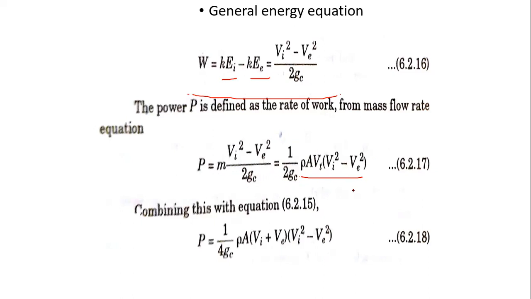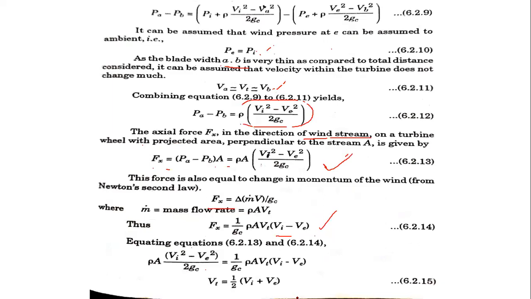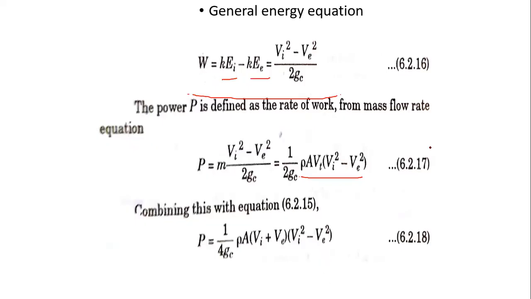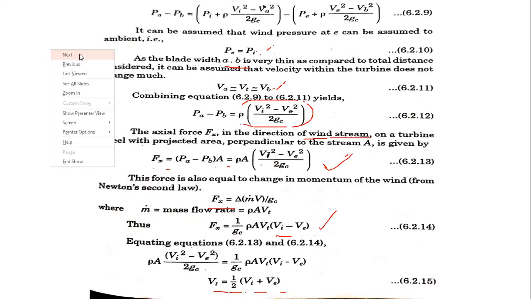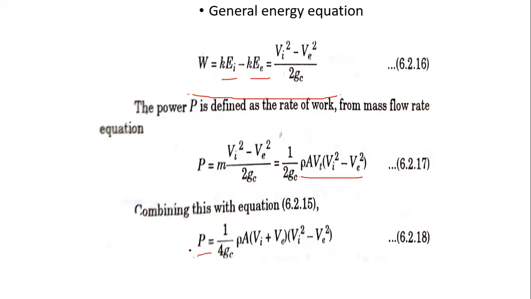So combining these two equations with equation 15. Equation 15, we just saw in the previous slide: Vt is equal to half (Vi plus Ve). If you combine these two equations, you will get P, the total power, is equal to 1 by 4Gc rho A (Vi plus Ve)(Vi square minus Ve square). So this is the final equation after combining.